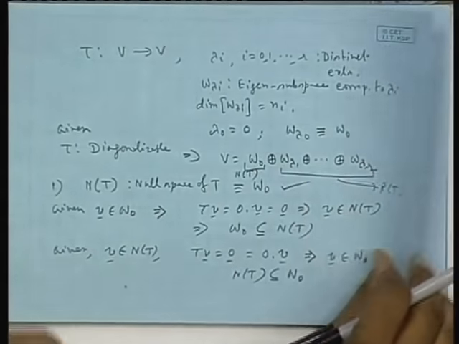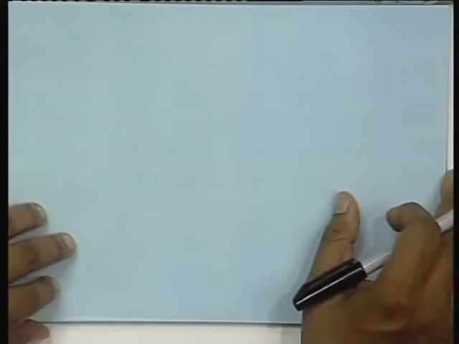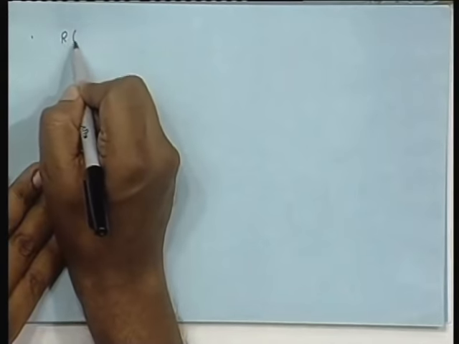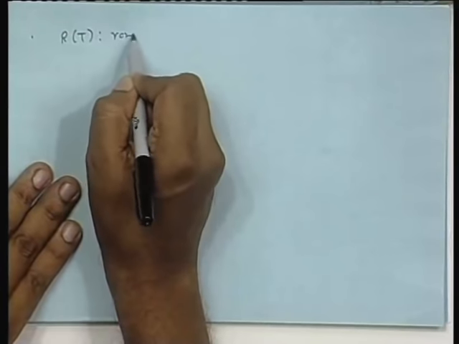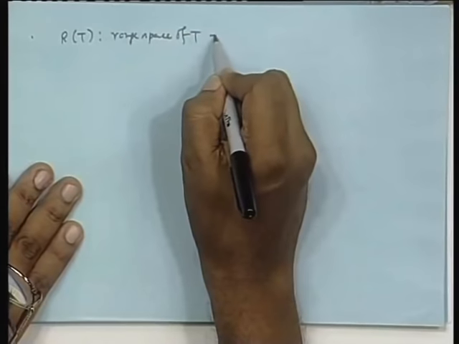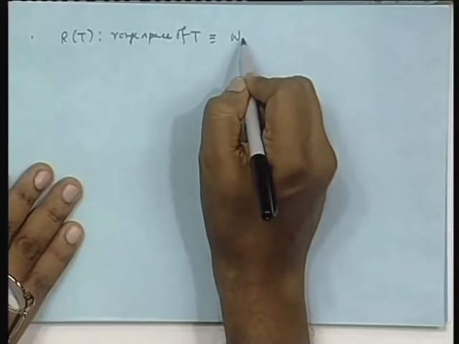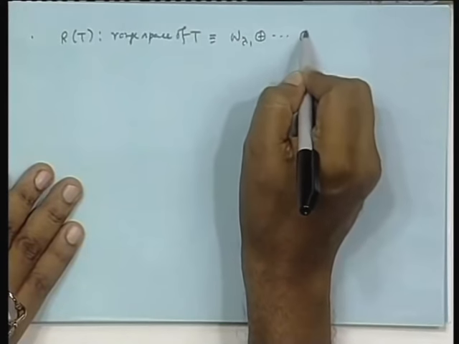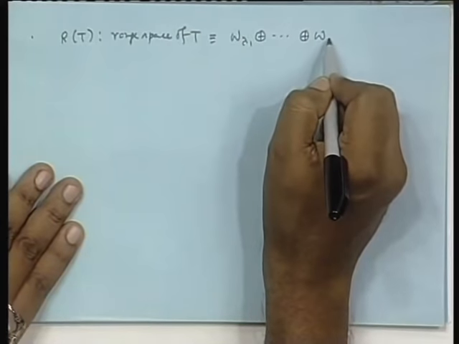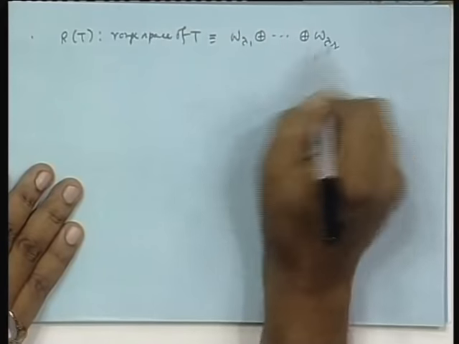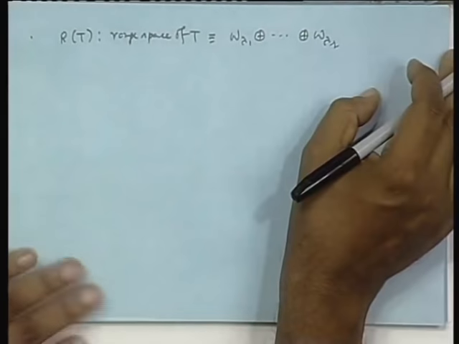R T is the range space. That is another point you have to show, that R of T, which is the same as the range space of T, is equal to W lambda 1 direct sum up to W lambda r, that is, the eigenvalues which are non-zero. I am considering only them and their respective subspaces and forming their direct sum. This is the range space that we have to prove. How to prove it?